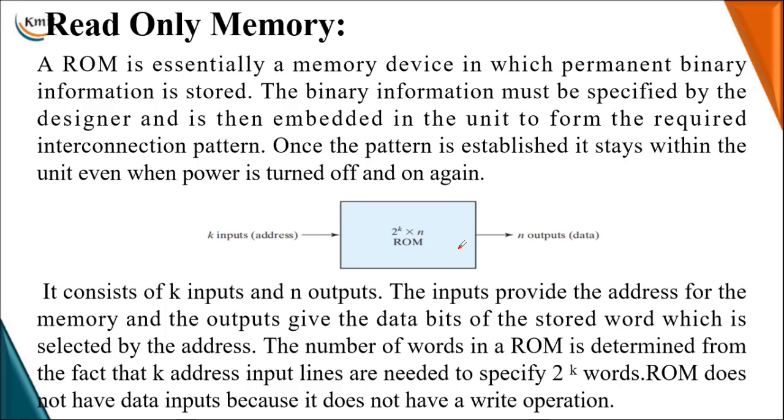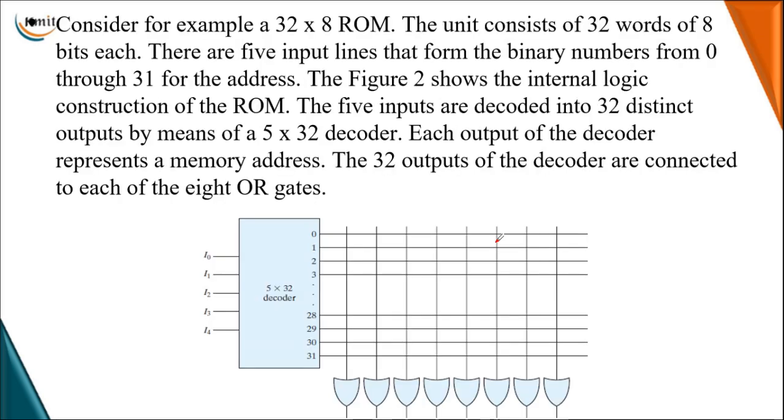If you have k address inputs, then you can obtain a total of 2 power k memory words from this ROM, each with n data bits. For example, if it has 1024 bytes, each memory word can store 8-bit data, and to locate the 1024 memory words we require 10 address inputs. Now let me take a simple example with a 32 by 8 ROM. Here 32 indicates the number of memory words in the ROM, and 8 indicates the number of data bits stored in each memory word.